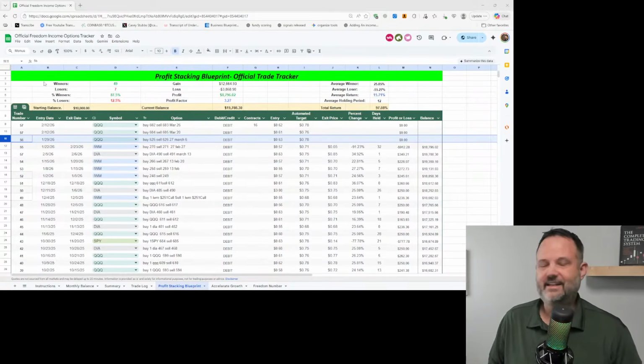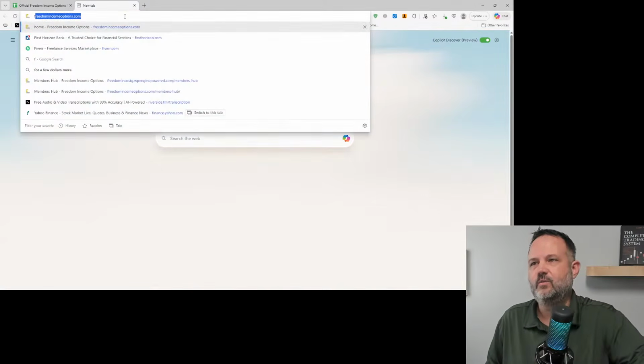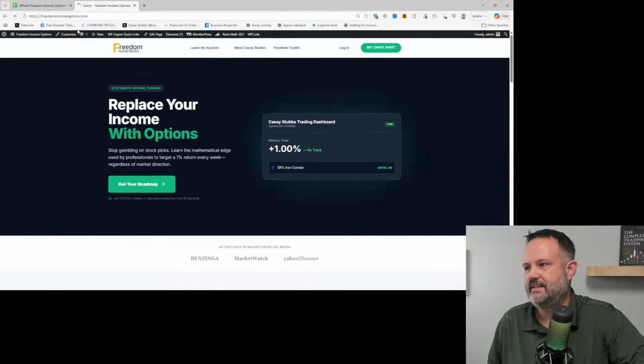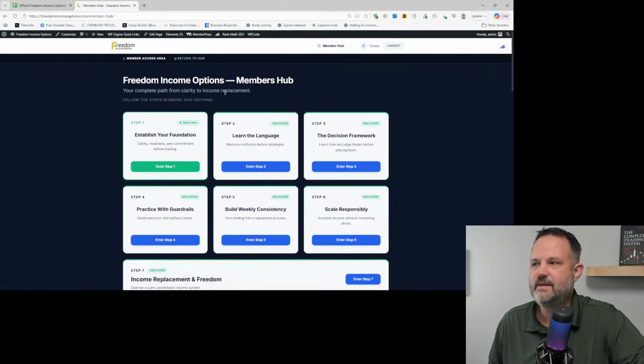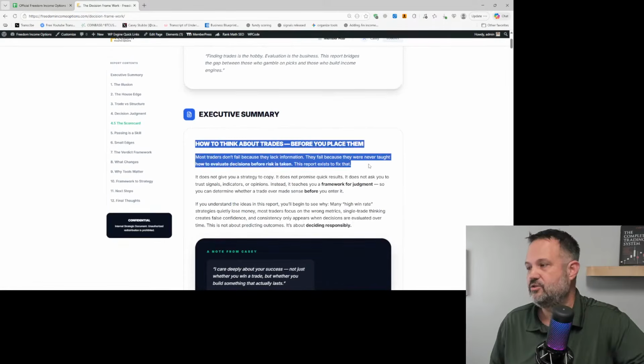I'm excited about today. I think it's going to be good. We're going to go over some really critical foundational stuff. If we look inside the members area, one of the most important things is that we learn how to make good decisions, okay? So right here, step 3, the decision framework, really important on how we think about trades before we place them.